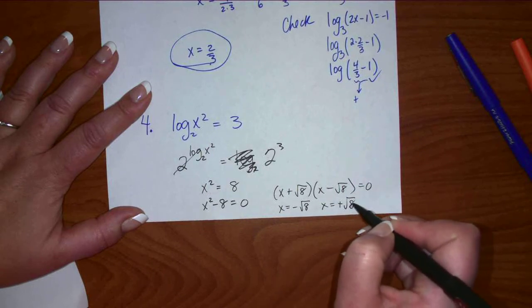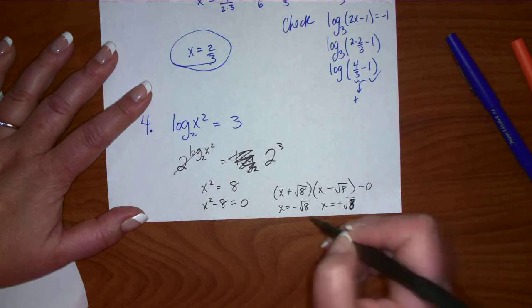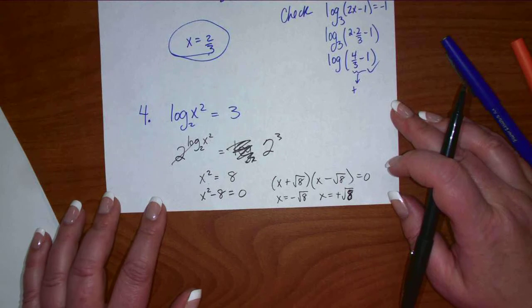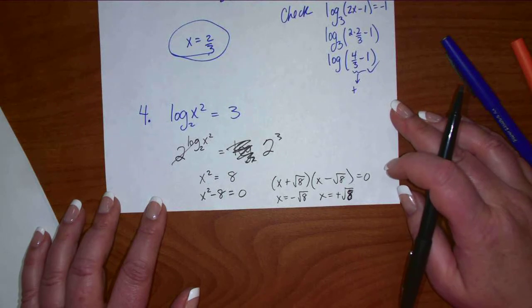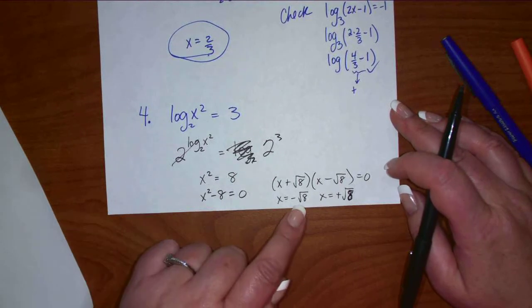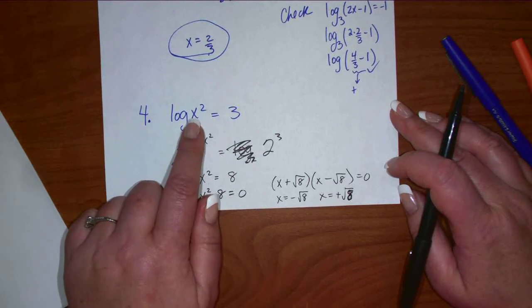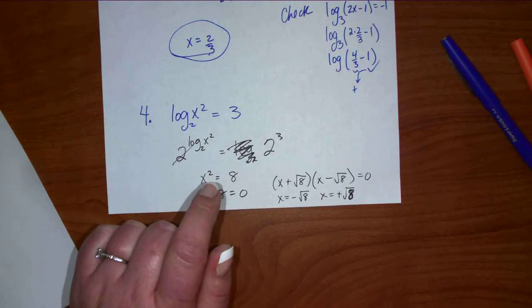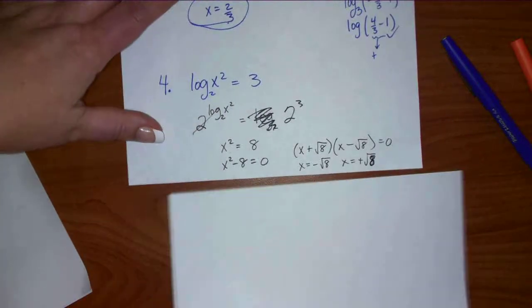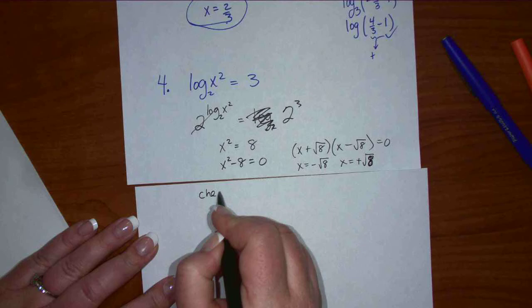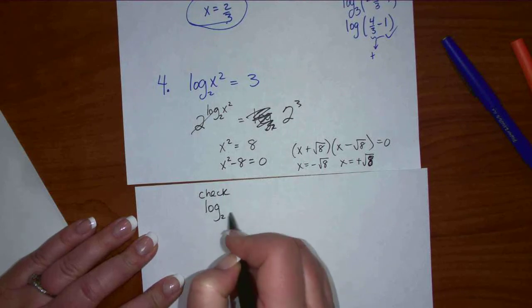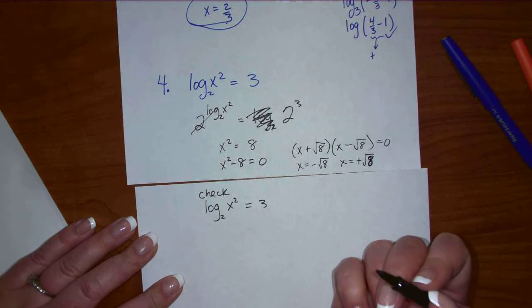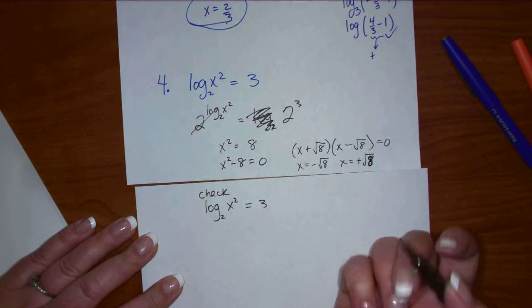Now, because this original question had a log, we have to check the answers. What do you think? Will they both work? Will one work? What do you think? Just looking at it. What is the argument up here? It's whatever comes after the log, what's attached to the log. So the argument is x squared. Anything we plug in and square, isn't that going to be positive? Yeah. So both of them actually will work.